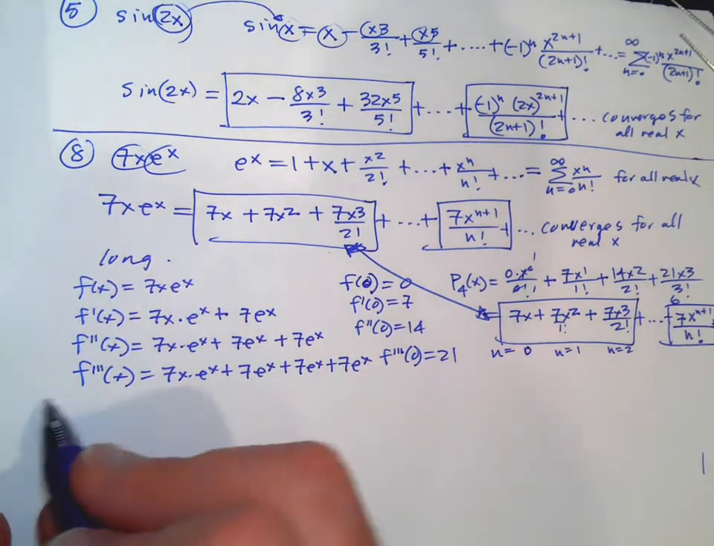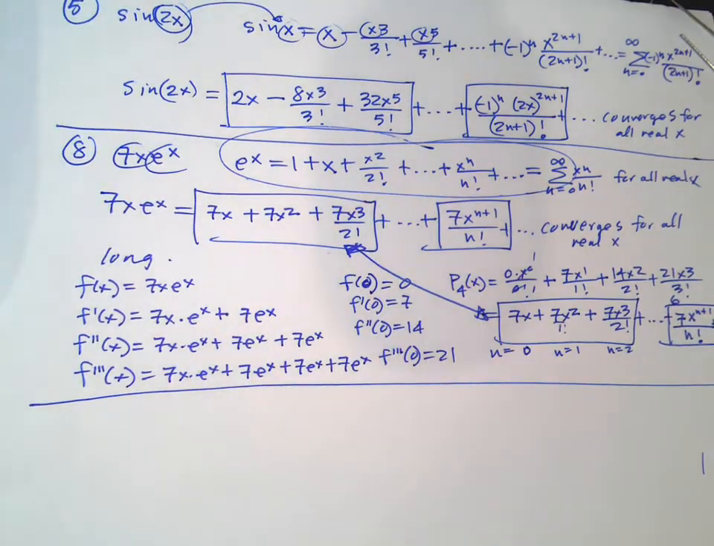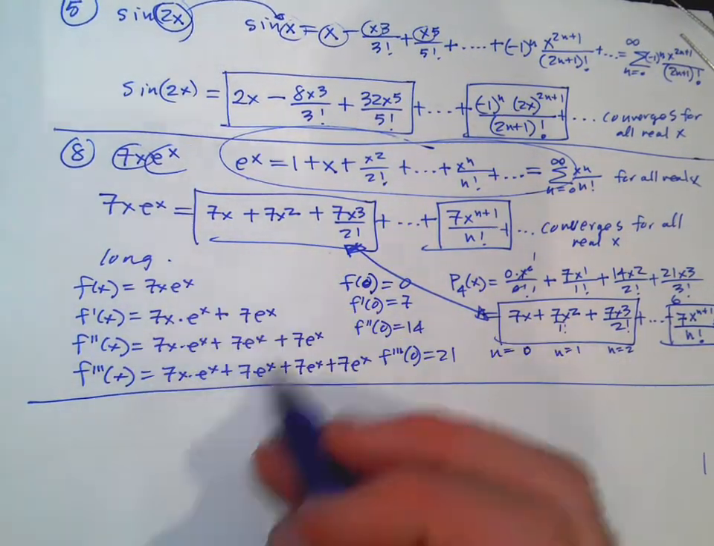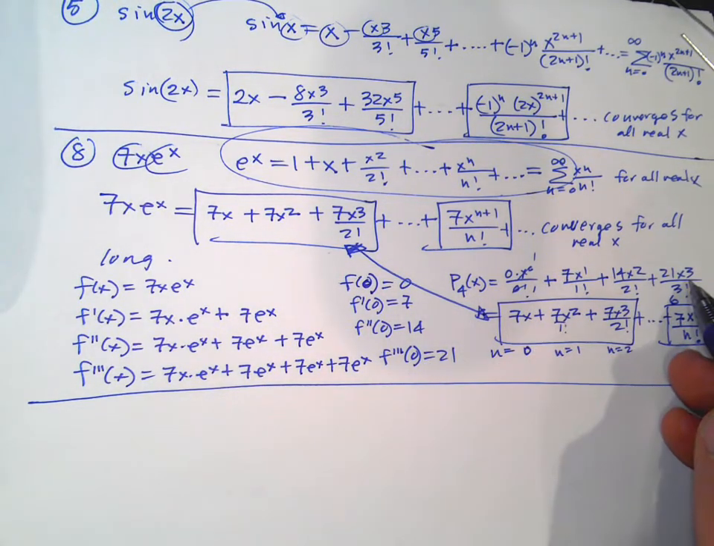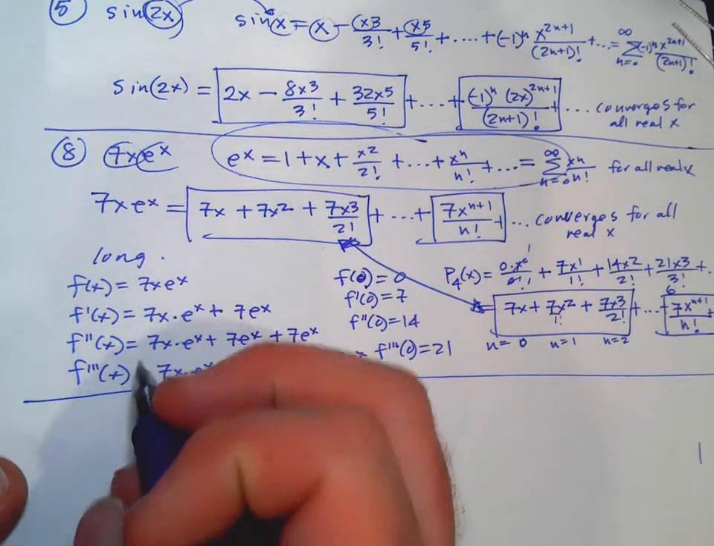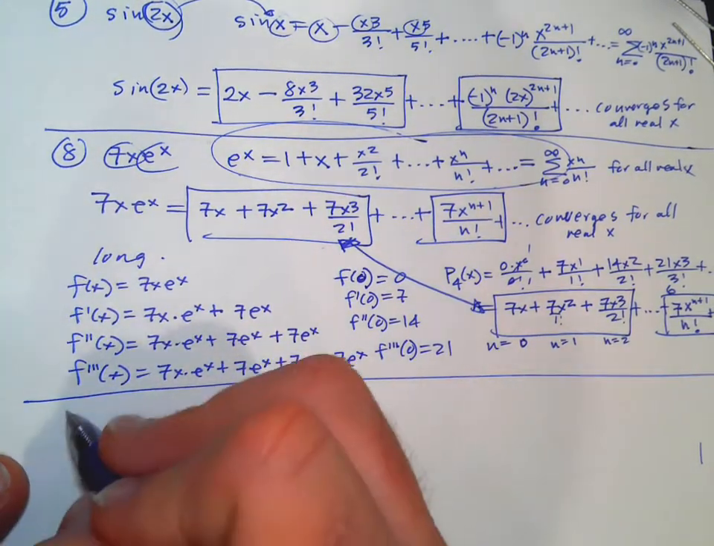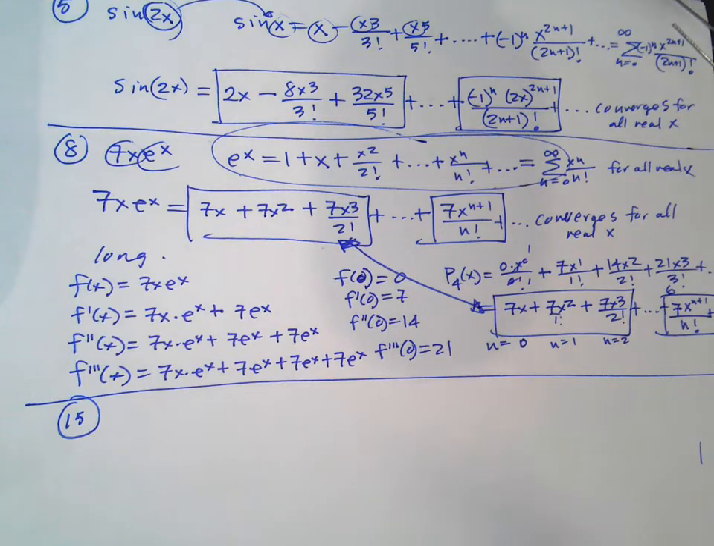So which way would you rather do it? Just take this and distribute 7x to it all? Or take all these derivatives, evaluate them at 0, put them into this pattern, which is all straightforward work. It's just a lot of work. Okay. Anyways, hopefully you're starting to see some things here. Sometimes we've got to do it the long way, but a lot of times we don't.